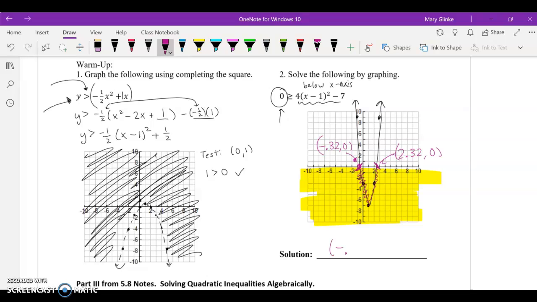So we're going to do negative 0.32. Oh, nope, it's a bracket because it is including it. So less than or equal to, and then 2.32 with a bracket.